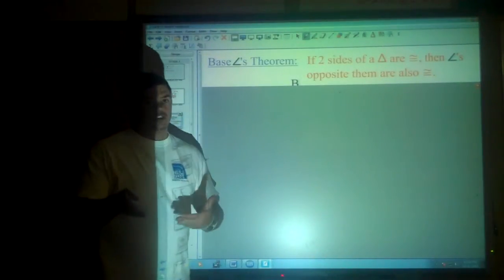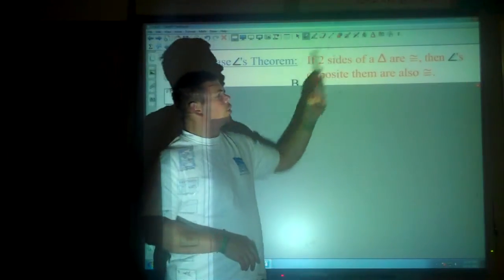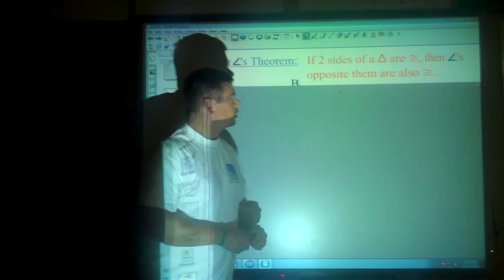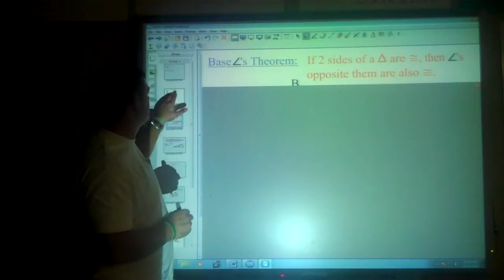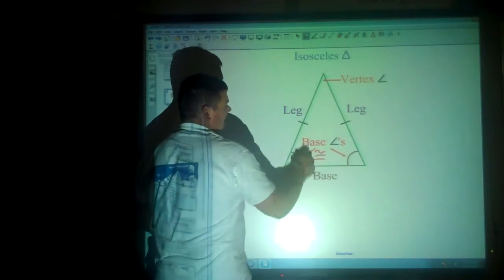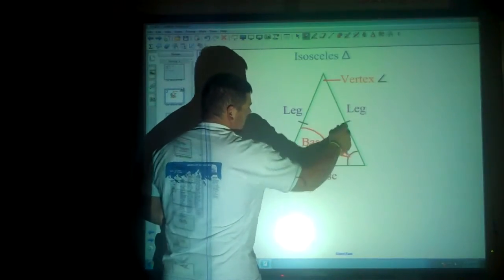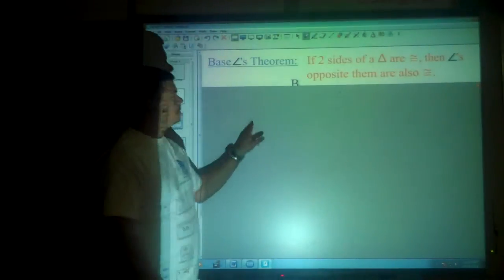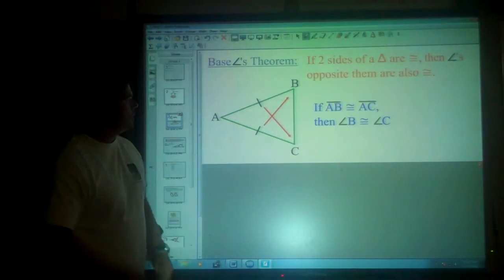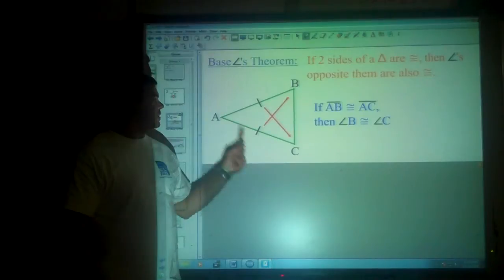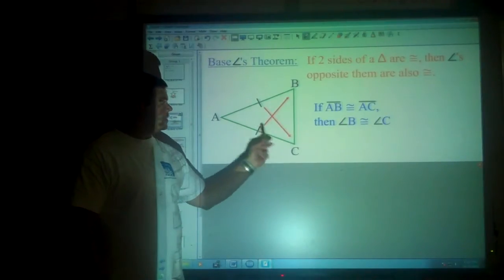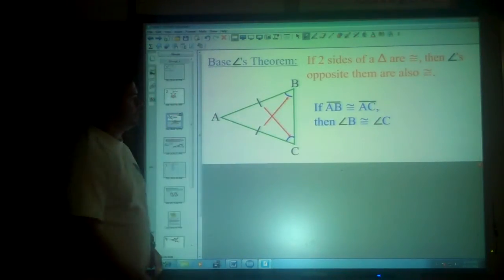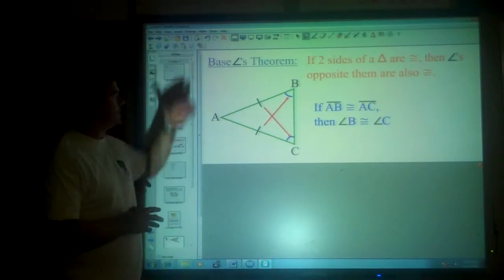The base angles theorem. Now this has to do again with isosceles triangles. If two sides of a triangle are congruent, just like the base angles were, then the angles opposite them are also congruent. So if we go back to that, two sides, then the angles opposite of them, meaning this angle and this angle, will also be congruent. So here we have an isosceles triangle, and I'm stating that if line segment AB is congruent to AC, then the angles opposite of them, in other words, this angle here and this angle here, will be congruent to each other. Angle B and angle C will be congruent. That's the base angles theorem.